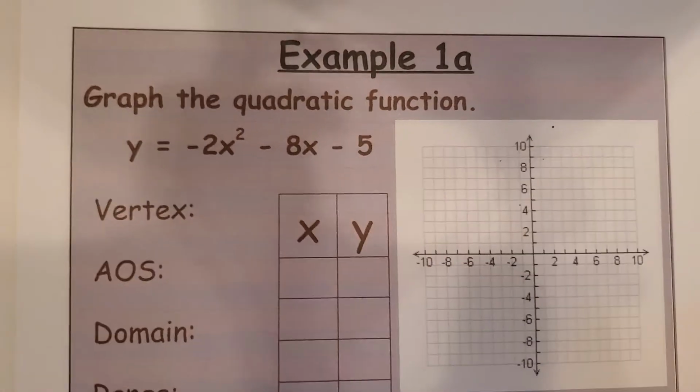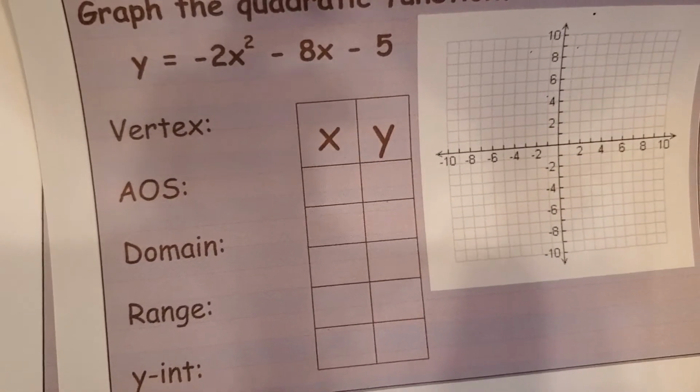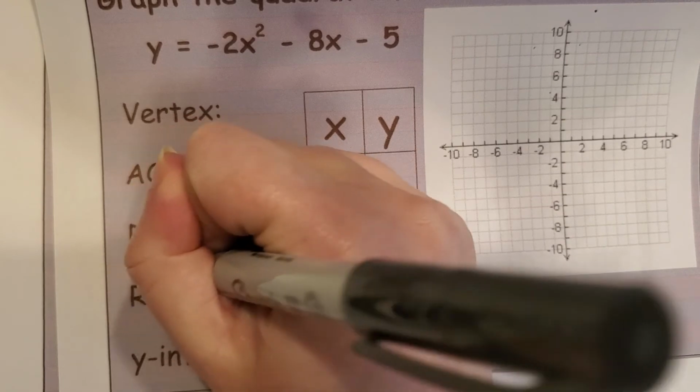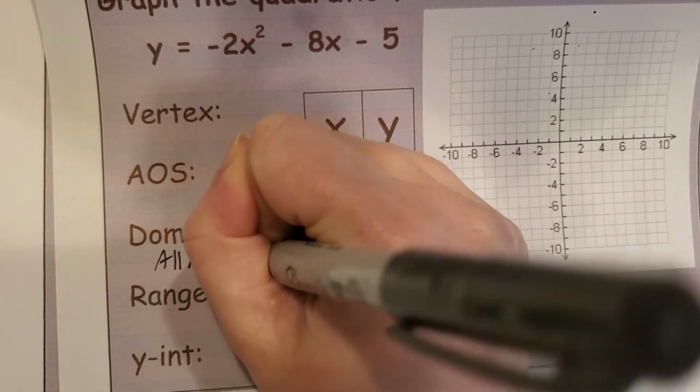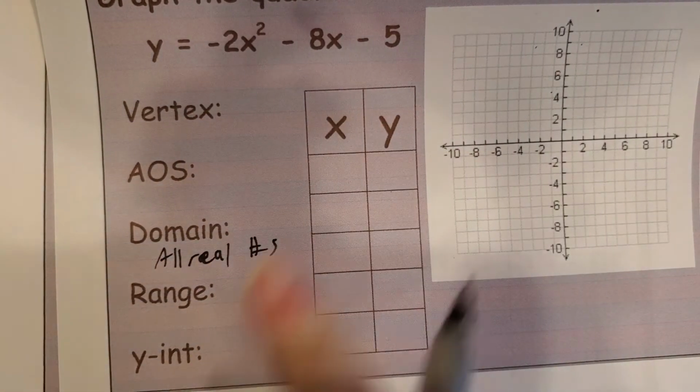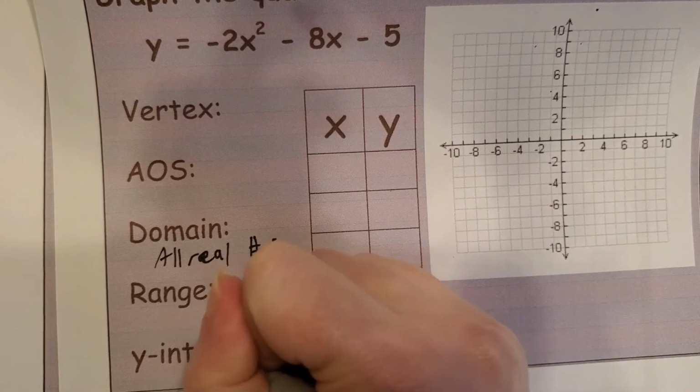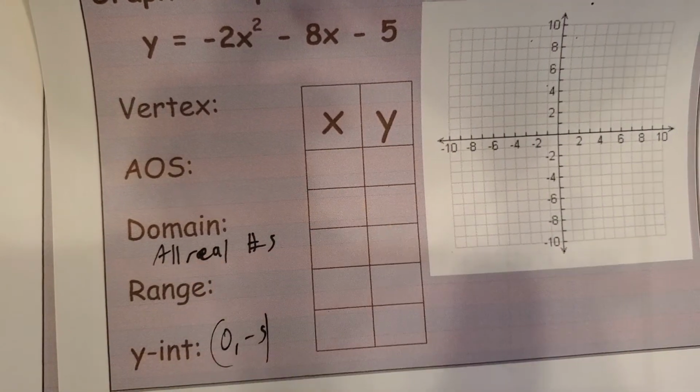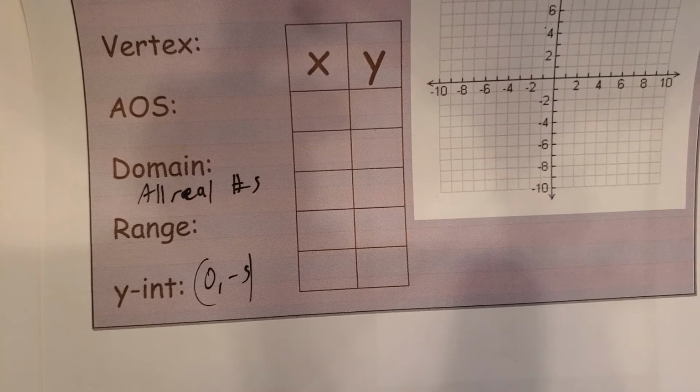So we'll do this all over again. All right. The domain is not going to change. It's all real numbers. The y-intercept is your c value, which is 0, -5. And now we have to do some work.